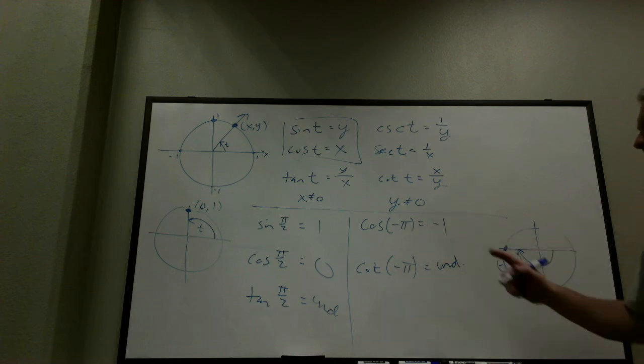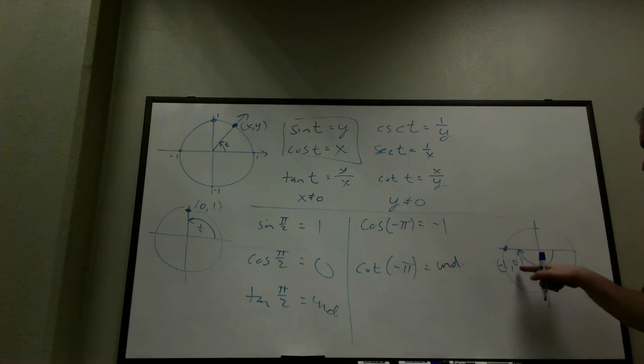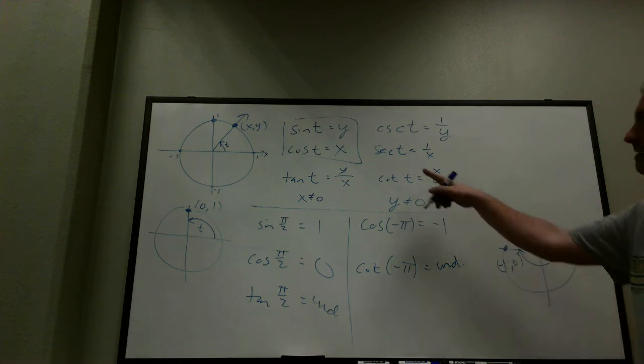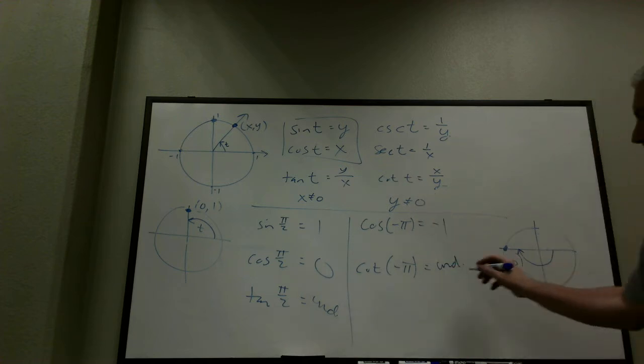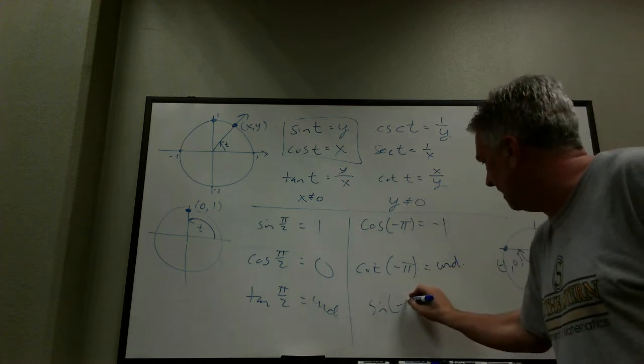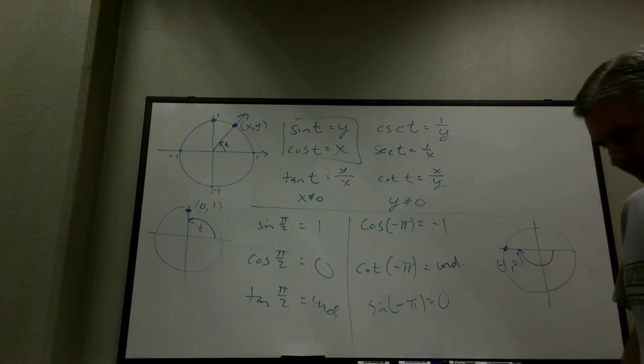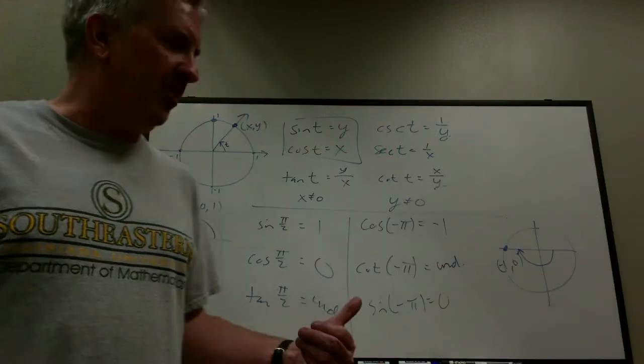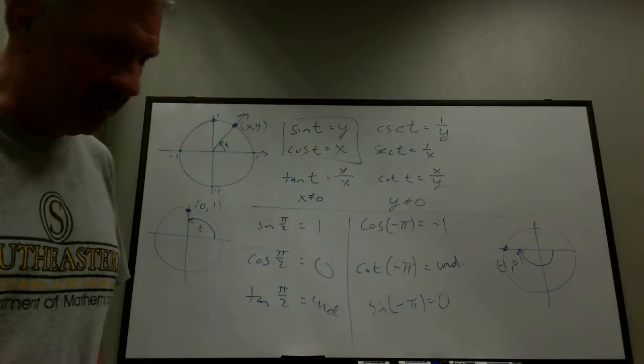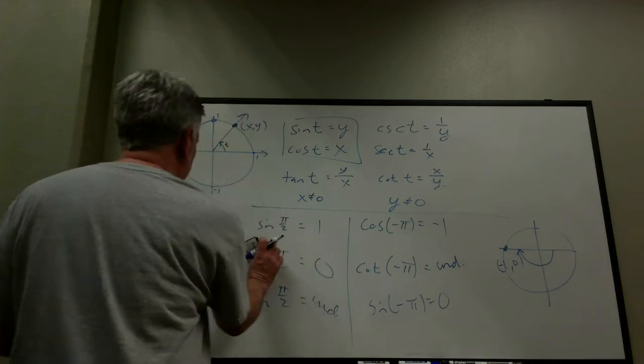What's the sine of minus pi? Well, sine of minus pi would be the y value, right? Sine is y, that would be 0. So if we did sine of minus pi, we would get 0. What's the tangent of negative pi? Tangent is y over x, so tangent would be 0. Okay, so once you identify the point, it's just plugging in.